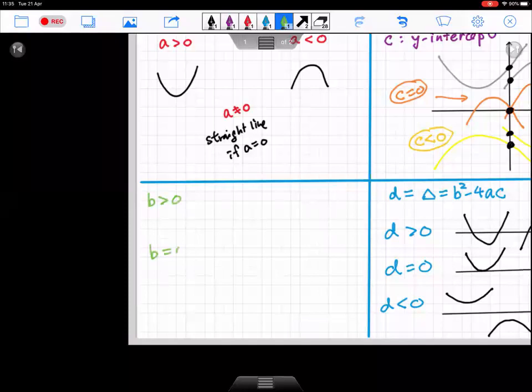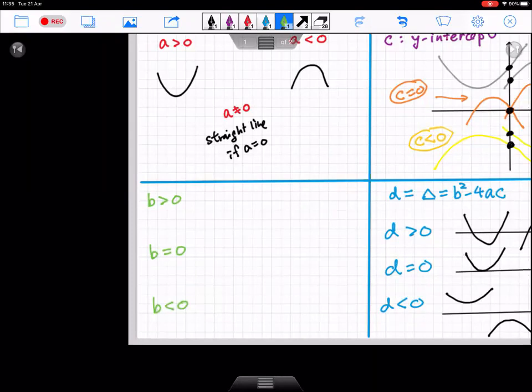B can be 0. B can be negative, right? The sign of B, the polarity, plus or minus of B, controls how the parabola passes through the y-axis. If B is a positive number, it is going up as it goes from the left-hand side to the right-hand side. When B is 0, it goes horizontally. When B is less than 0, it goes down.